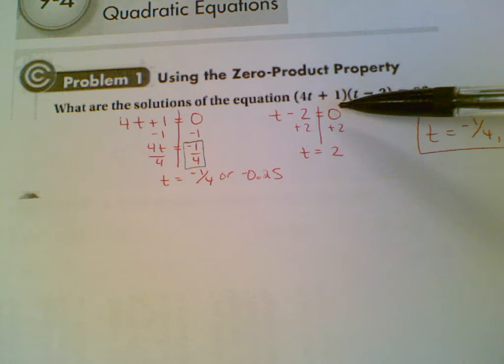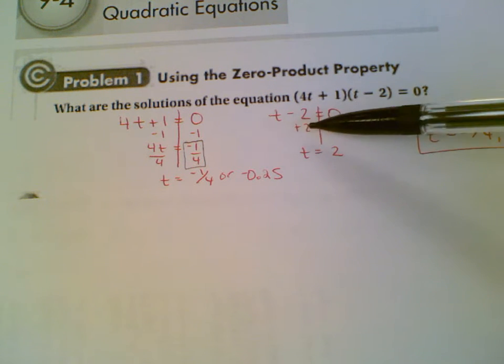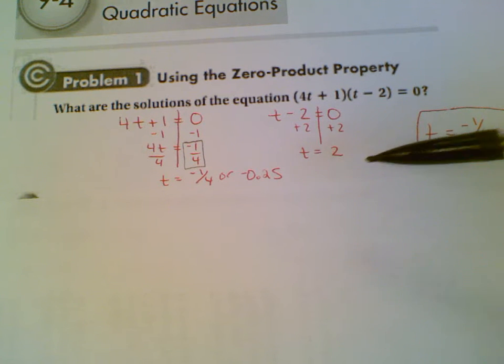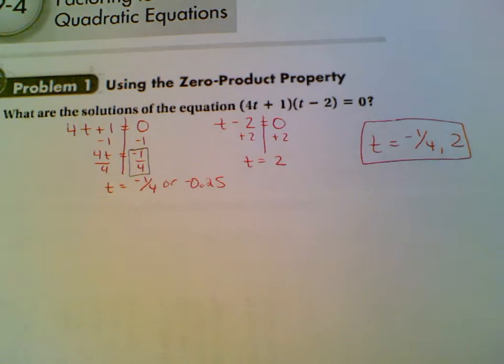You will also need to solve the second equation. So for this one, all I need to do to get t by itself is just add 2 over, and then t is all done. So t would be equal to 2. So I would still have two answers like before, but they would be different numbers. So negative 1/4 and 2 would be my answers.